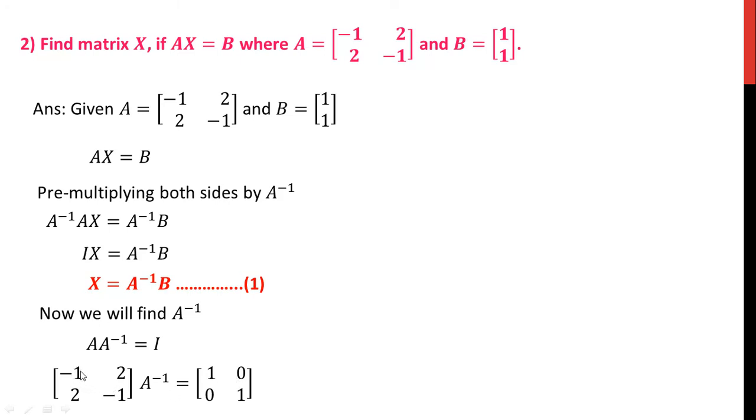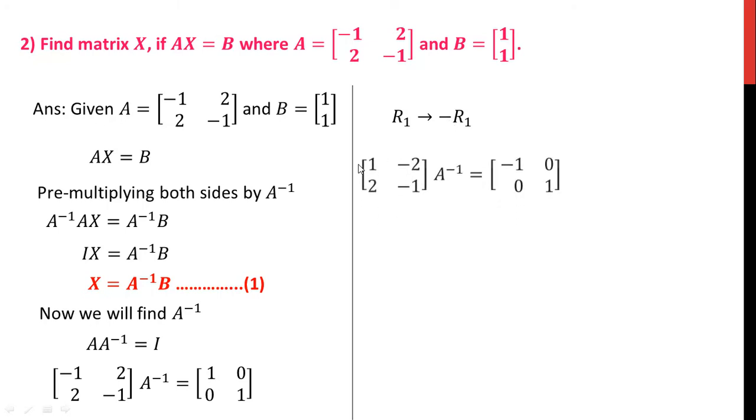So first of all, we require 1 here, in place of -1, as per the procedure. How will you get 1 here? See, if you just change the sign of row number 1, that is R1 changes to -R1, it becomes 1 here, then it is -2. Second row as it is, into A inverse is equal to, here first row becomes -1, 0, 0, 1. So this is our first row transformation to get 1 here.